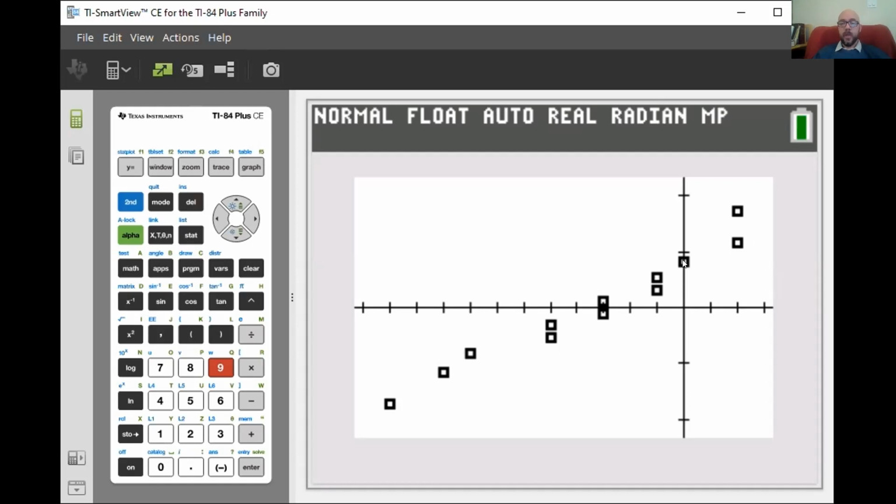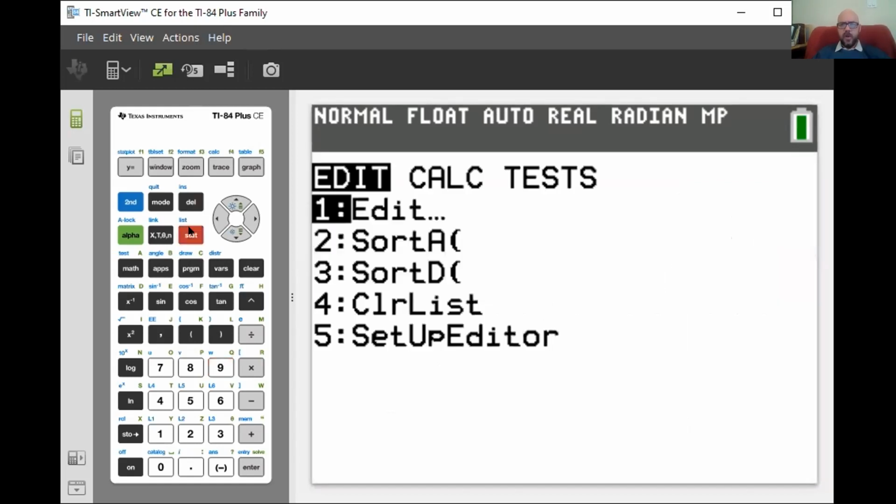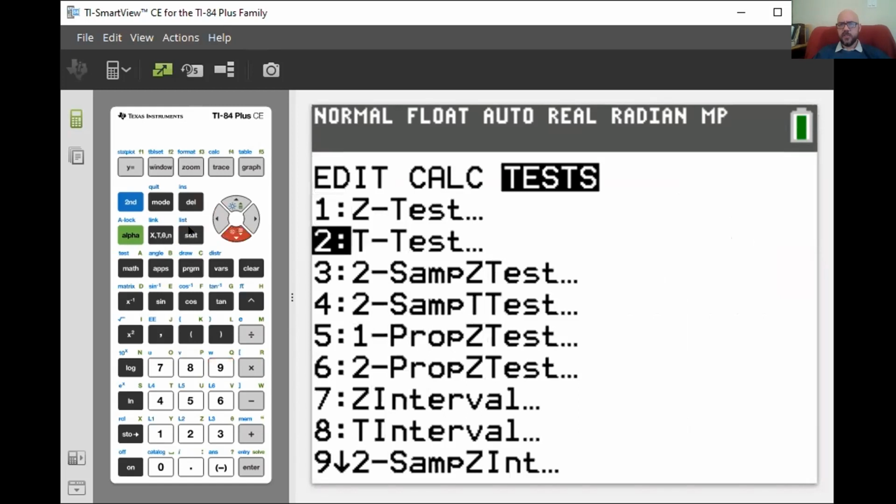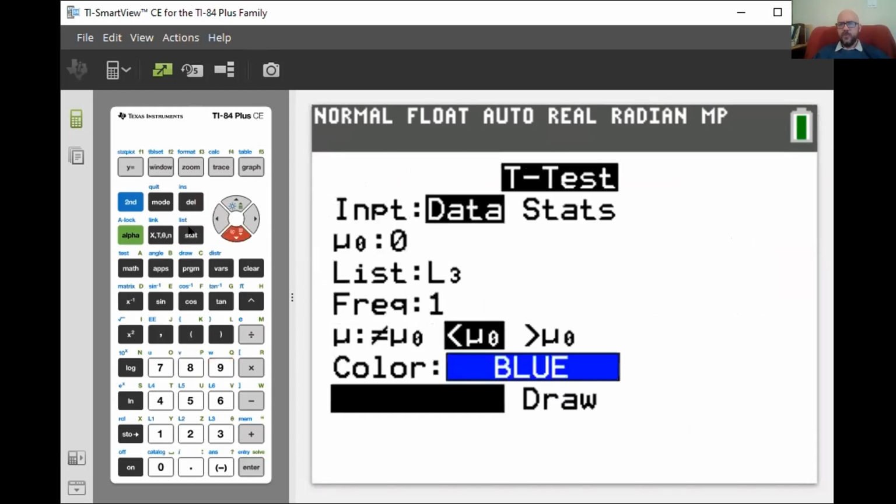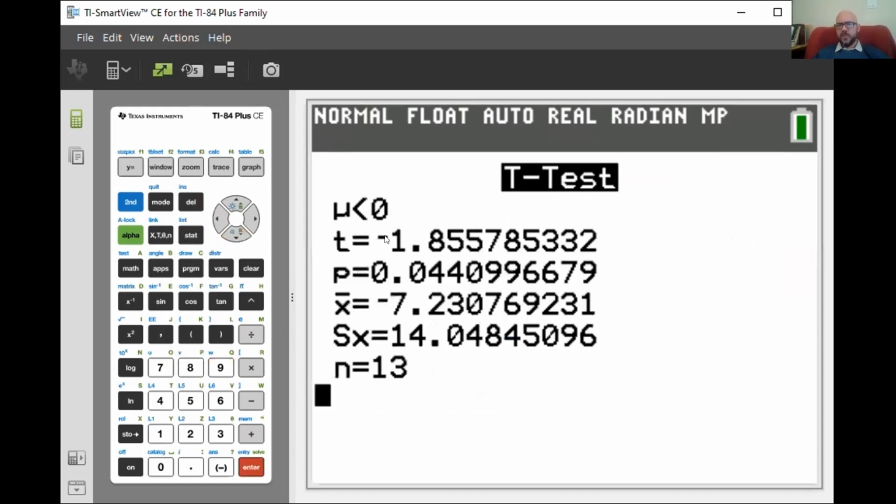And it does. Okay, so here, let's rerun the test that we did. So t-test on L3. We did this one before. I just want to point something out here. All right, so p-value of 0.044, and x bar of negative 7.2. So this is the average weight difference that we see, right? The average person in the study lost 7.23 pounds.